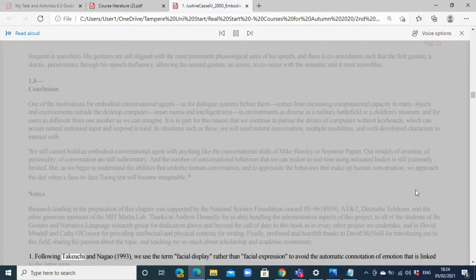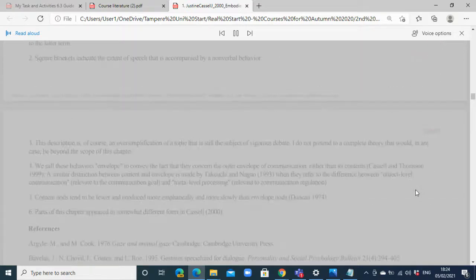1. Following Takeuchi and Nagao in 1993, we used the term facial display rather than facial expression to avoid the automatic connotation of emotion that is linked to the latter term. 2. Square brackets indicate the extent of speech that is accompanied by a nonverbal behavior.